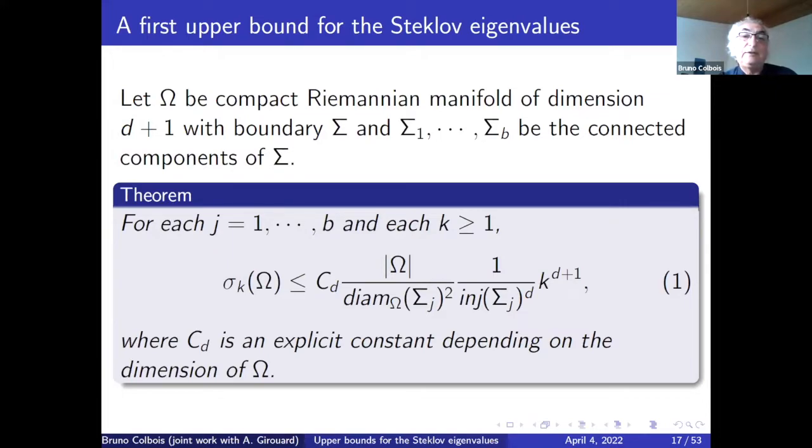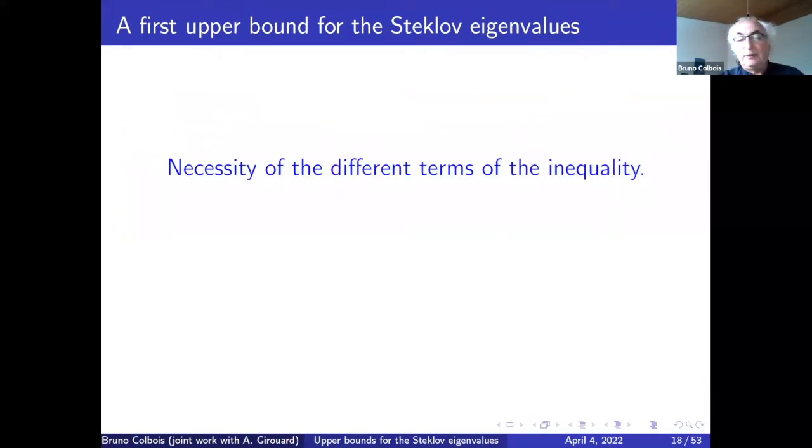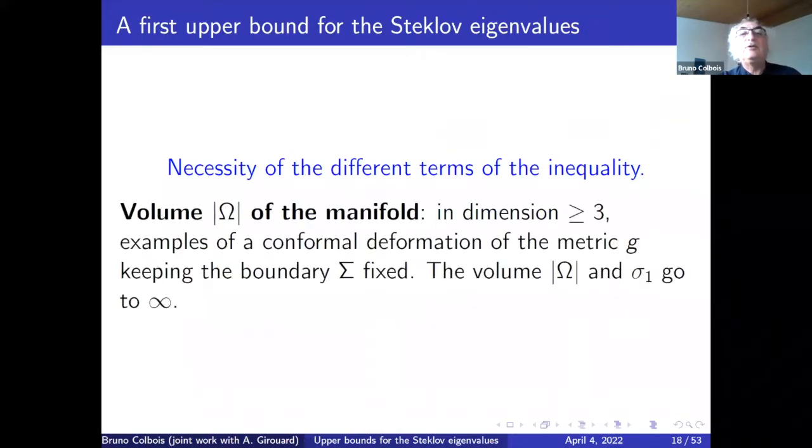And so this is the opportunity to speak of different kinds of examples, constructions of eigenvalues for the Steklov spectrum. So of the different terms of the inequality, there is the volume. The volume has to be there because there is a general construction by Alexandre Girouard and myself. You begin with a Riemannian manifold with boundary. You can always deform it conformally inside the manifold without touching the boundary, such that the volume goes to infinity and the first eigenvalue of the Steklov also goes to infinity. So I draw a picture.